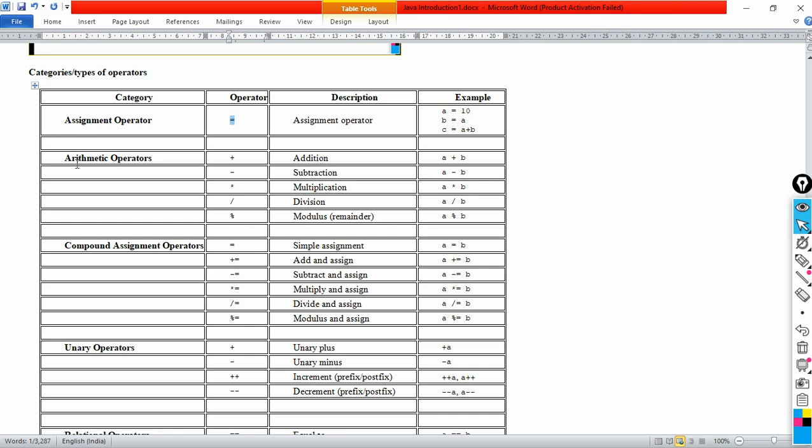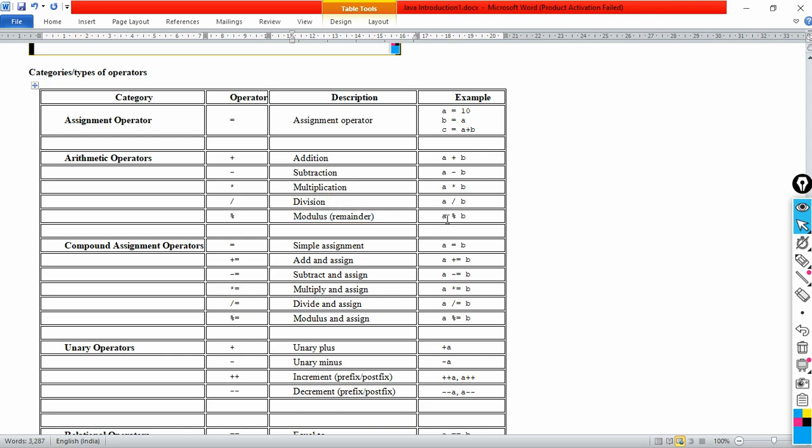Next one we are going to understand is arithmetic operators. What are arithmetic operators? Plus is addition, minus is subtraction, then multiplication, division, and modulus. This percent symbol is called modulus, or what we call remainder.